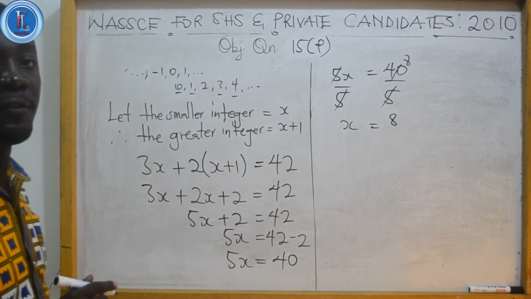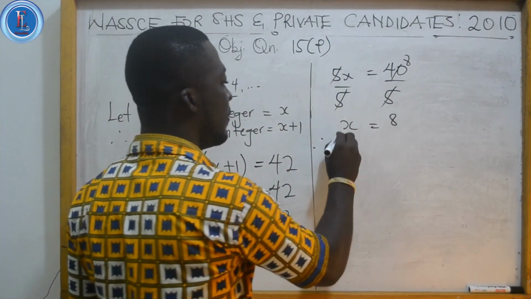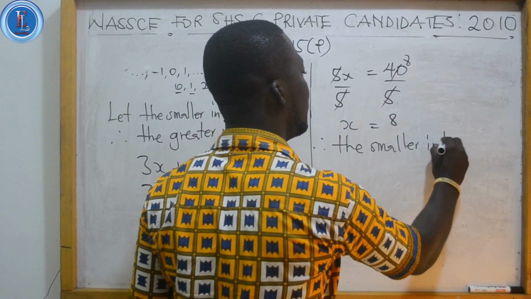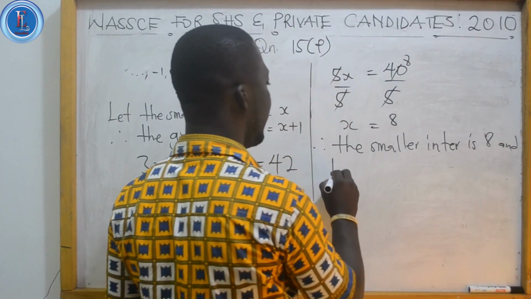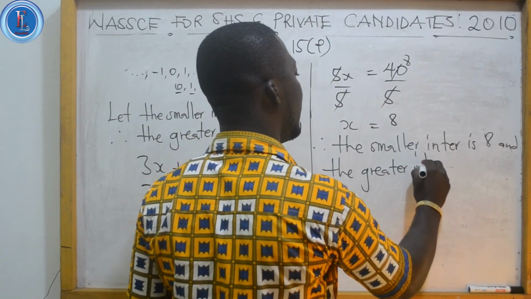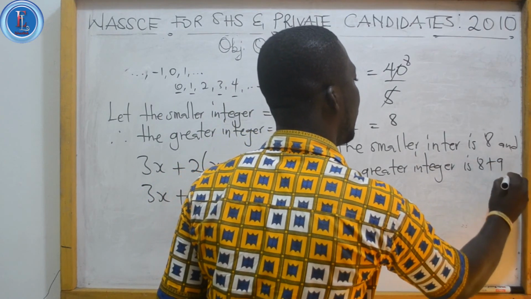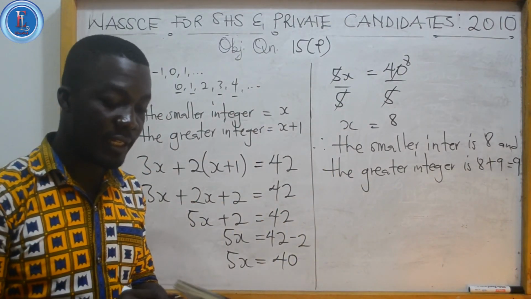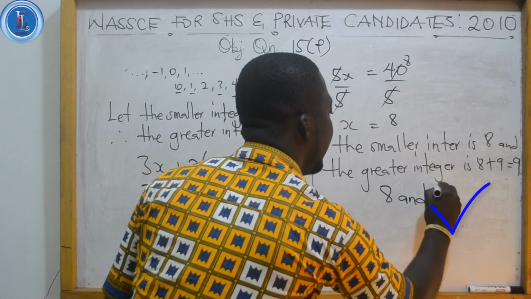But the value for x was for the smaller integer. So we can say that therefore the smaller integer is 8 and the greater integer is 8 plus 1, which is 9. So the two consecutive integers are 8 and 9.